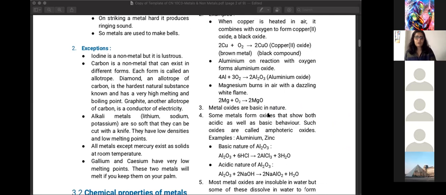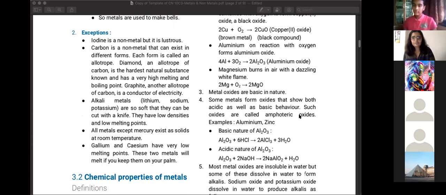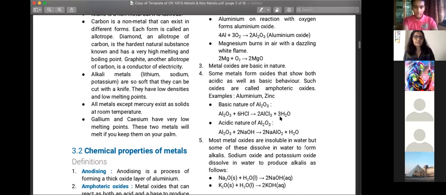Some metals form oxides that show both acidic as well as basic behavior. They're called amphoteric oxides. This is something you had come across. There, we saw how metals reacted with acid and base. In this case, it's the same reaction, except because you're taking a metal oxide, instead of hydrogen gas, you get water. That's the only difference. So note down amphoteric oxides, the definition and the examples, these reactions.